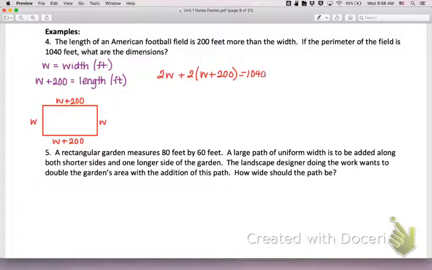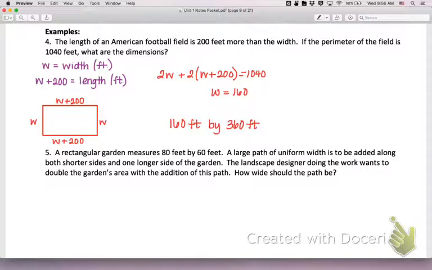1,040 per the problem. Now again, I'm not going to go through and solve this, but when we solve this, we get that W is equal to 160. So go back again. What was the question? If the perimeter of the field is 1040 feet, what are the dimensions? So that means we want the length and the width. Well, the width is going to be 160 feet, and the length is 200 more than that, which is 360 feet. And so there we go.